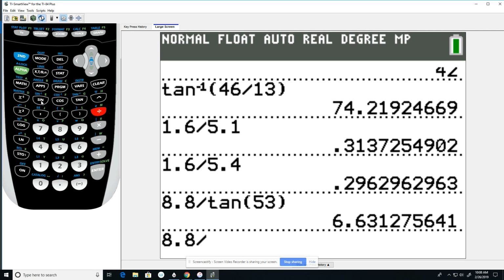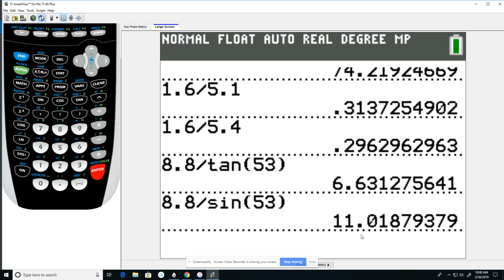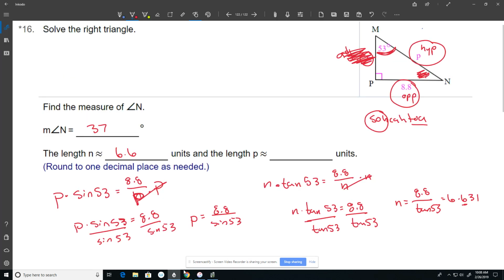And we'll plug that in. 8.8 divided by the sine of 53 degrees gives me 11.018. And it wants me to round to 1 decimal. So the 0 rounds down because that's a 1. So my answer is just going to be, my hypotenuse is 11. Okay. And that's it. That's it for the test.